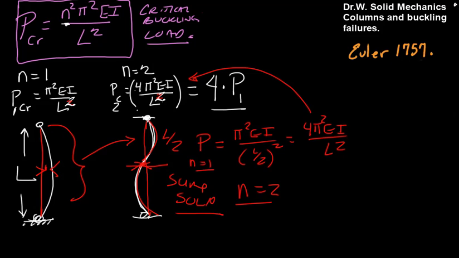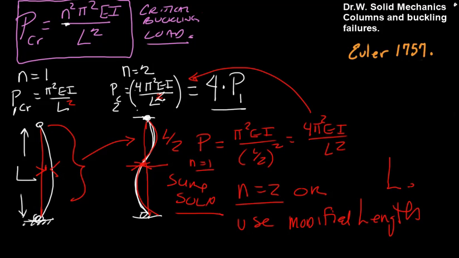You can treat it as an n equal to 2 failure, or use the modified length, often called length effective. And for length effective, we're looking to try to make that half of a sine curve. That's our length effective generally, to fulfill the design of our model equation.